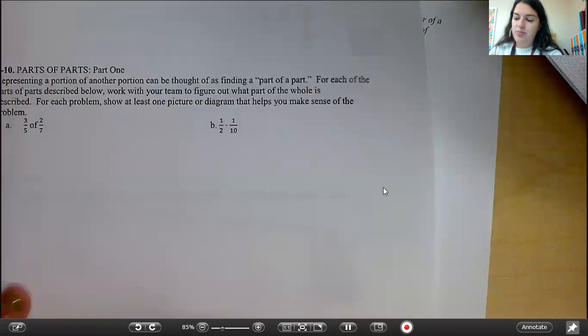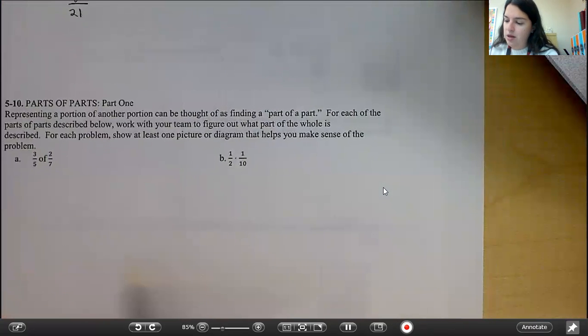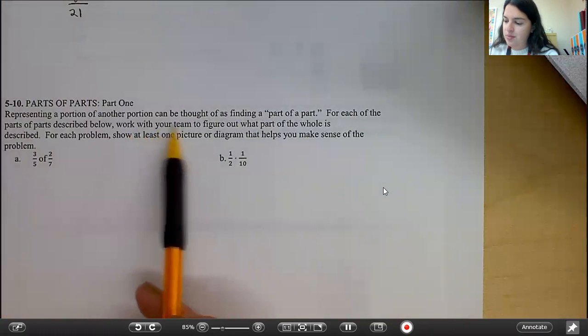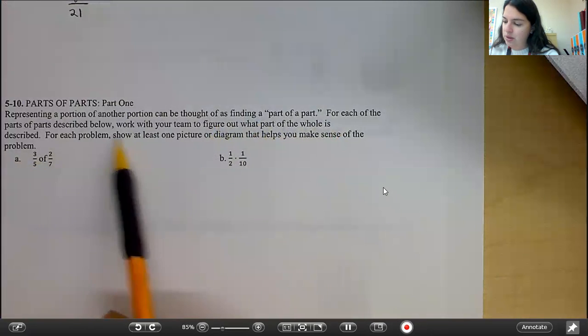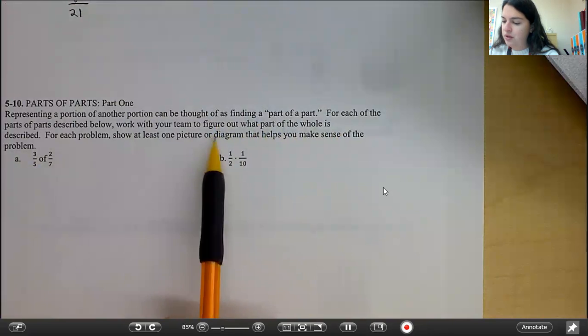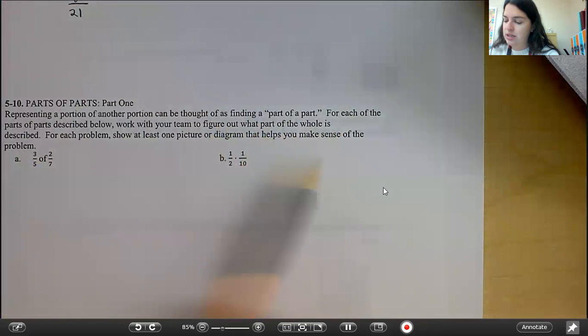For more practice, please try problem 5-10, parts of parts, part 1. Representing a portion of another portion can be thought of as finding a part of a part. For each of the parts described below, work with your team to figure out what part of the whole is described. For each problem, show at least one picture or diagram that helps you make sense of the problem.